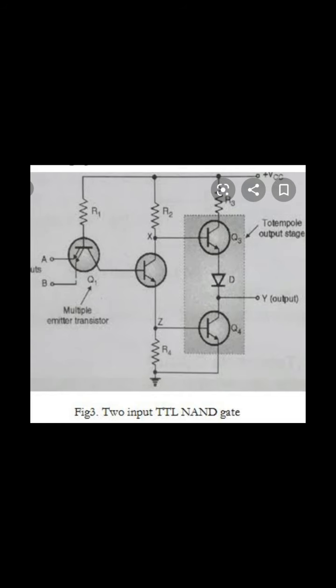In the high output state, Q3 is on and Q4 is off. In the low output state, Q3 is off and Q4 is on, but Q3 and Q4 are never simultaneously on.